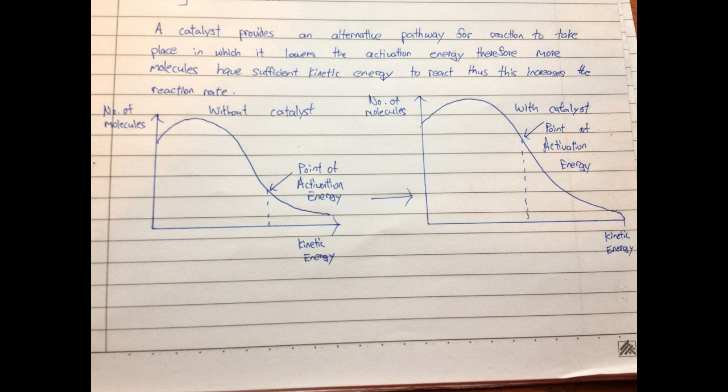This is a Maxwell-Boltzmann distribution curve. It shows on the y-axis the number of molecules against the x-axis the kinetic energy of the molecule. You can see on the left, it shows the molecules without the catalyst, and on the right with a catalyst. Due to the distribution of the energy between the molecules, most molecules do not have enough energy to overcome the activation energy required for a reaction. This can be seen in the graph on your left.